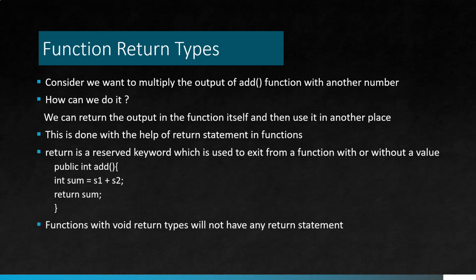Now that we can use that in any other function or anywhere where we are calling this particular function. As I mentioned earlier, functions with void return types will not have any return statements. So we don't need to specify any return statements if we are using a void return type in our function definition. Let's now see with an example how we can actually implement these return types in our functions.